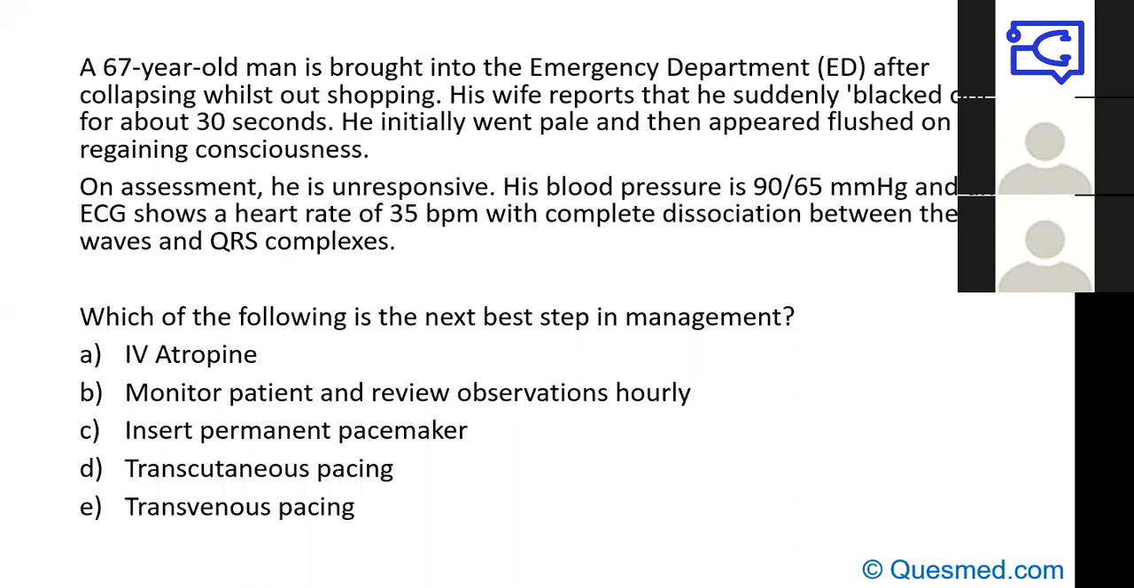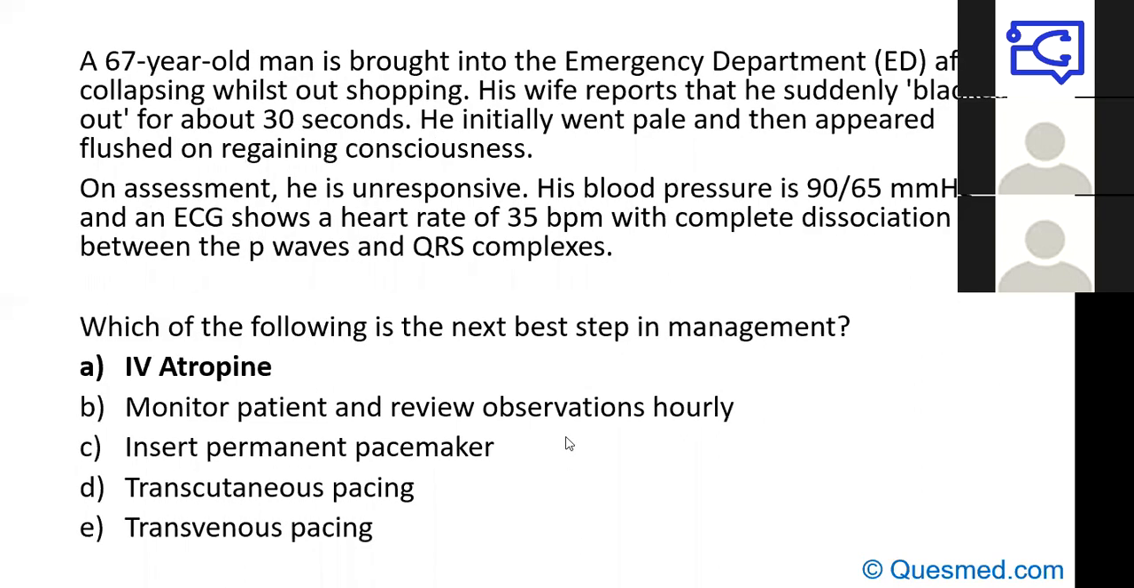Okay, so a bit of a split of answers. Most people, it seems, just under half, have gone for IV atropine, and that would be correct. So let's just go through the question. There are huge risks here when you're reading through this to suggest that this is a cardiogenic collapse. I mean, he's been walking around, he's gone shopping, and then he was pale and then flushed, regaining consciousness. And then you found these features.